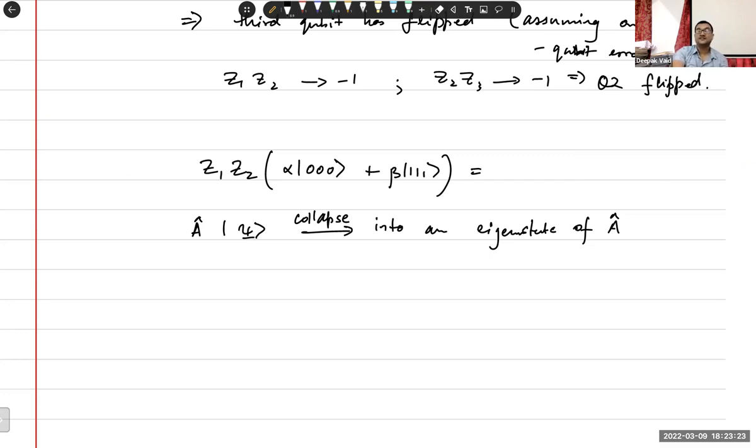Aditya, what is the measurement postulate? Just state it for me. What happens when you measure an operator A on some state psi? Its state collapses into an eigenvector of that operator A. Now, if the operator A is Hermitian, what can you say about the eigenstates of that operator? The eigenvalues are real. But what about the eigenstates? They can be made orthogonal. They are orthogonal. What else?